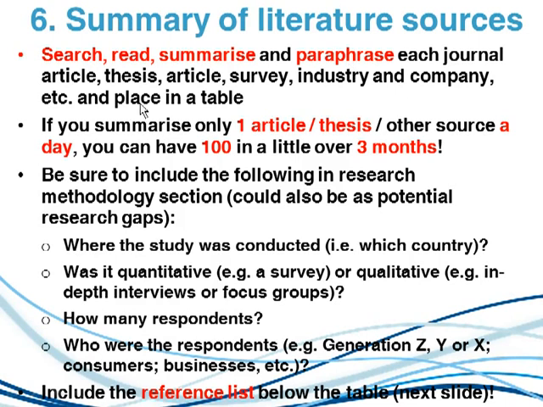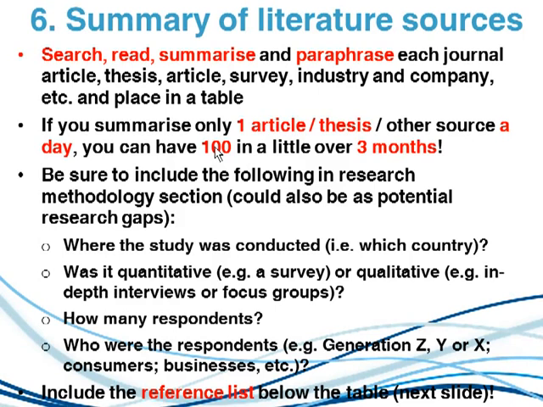Each journal article, and I'm going to show you what to do. If you summarize one article or thesis a day, you will have 100 in 3 months. Or if you just summarize 2 or 3 a day, and I've been doing about 5 a day now, I had to get through 60, 70 journal articles, and I did it in 2 weeks, because every day I made sure I put aside a few hours to summarize.